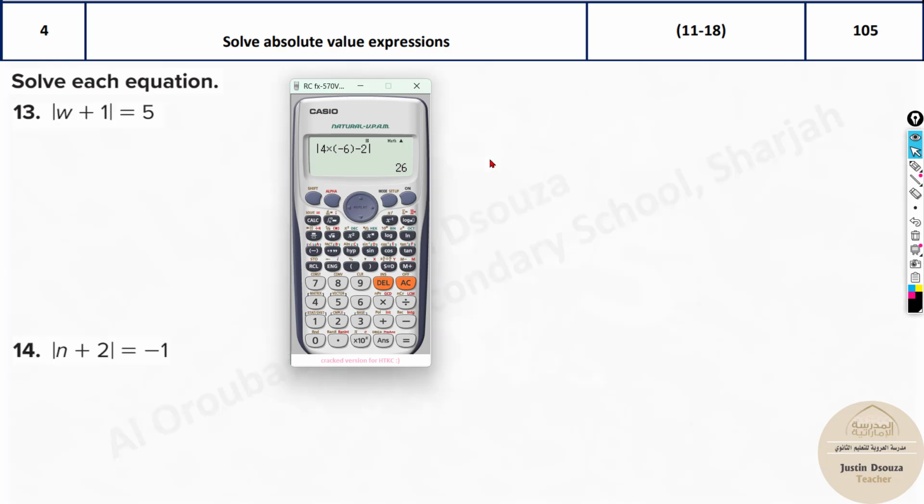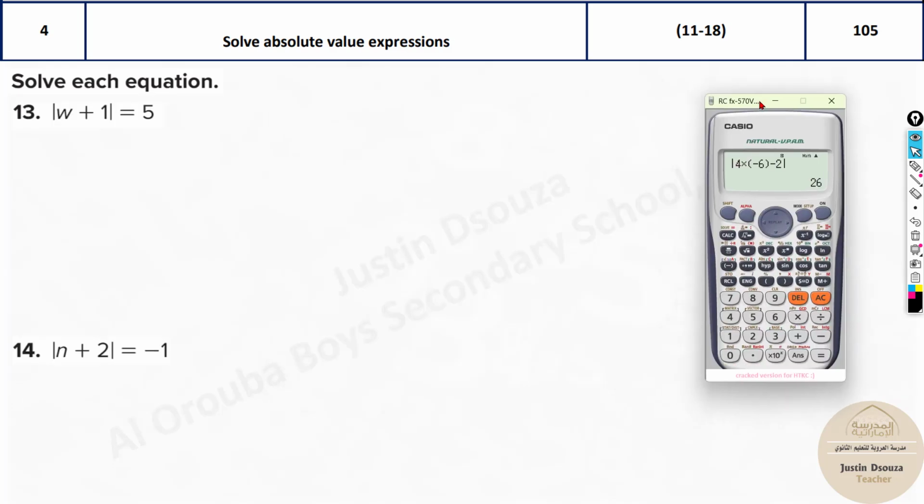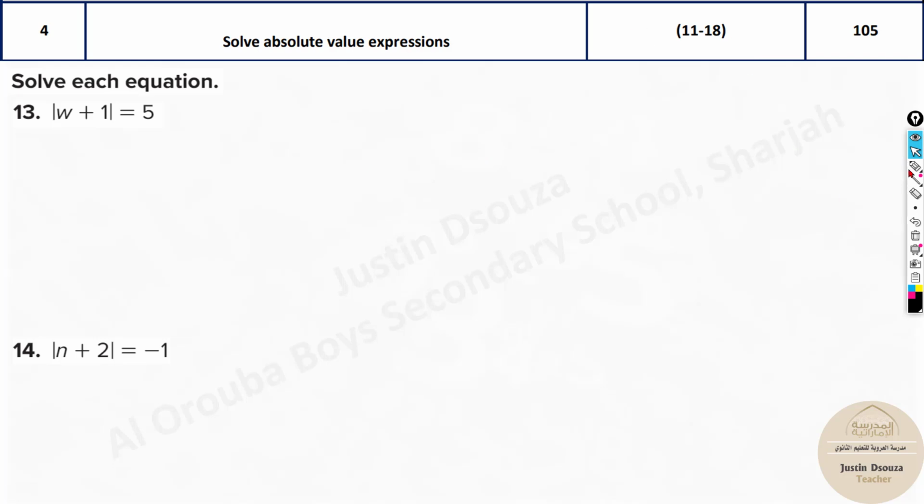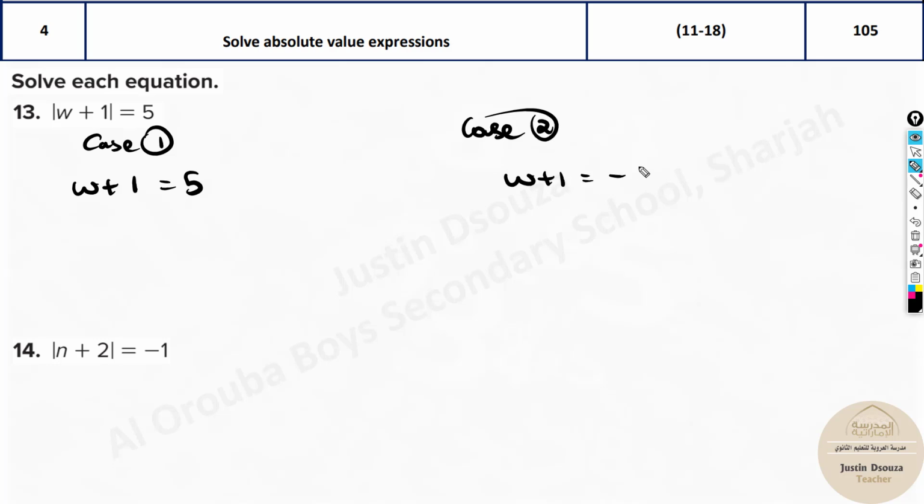Otherwise, what you can do is solve them. We have done solving. So we will solve them quickly over here. What you do is case 1. I would prefer you to learn this method no matter what. It's very useful. So please understand this method. Case 1 is w plus 1 equals 5. Another one is w plus 1 equals minus 5. Now solve it. W equals, it goes to the other side, 4. W equals minus 6.